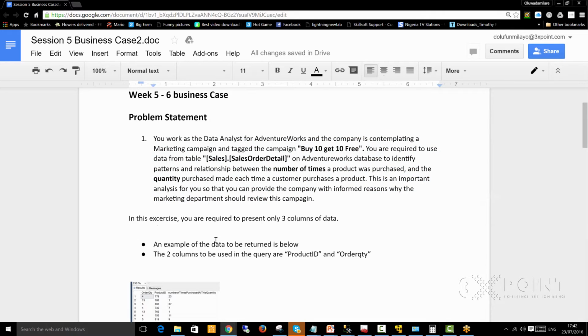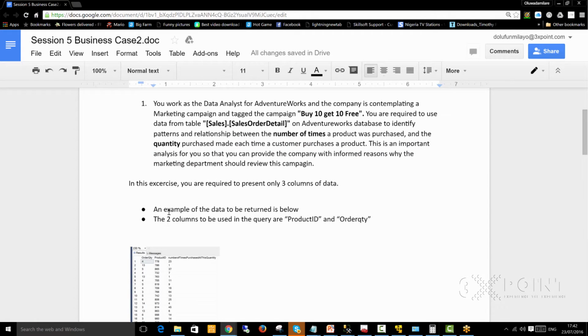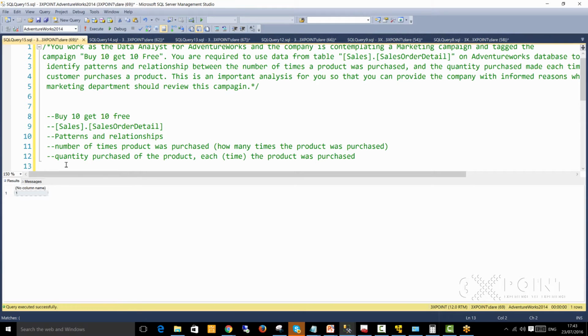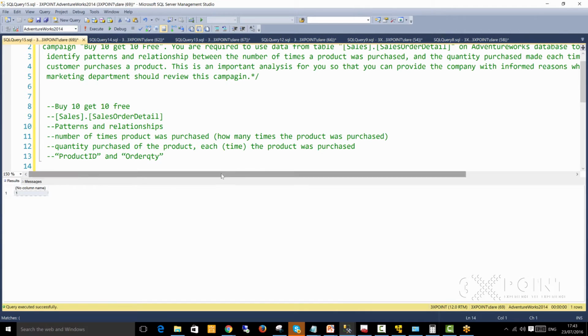this, we've been given some hints, and the hint says an example is this. So they said, okay, quantity, order quantity, product ID, and number of times purchased at this quantity. So the two columns to be used are this and this. So I'm going to need this too. So the two columns are this.